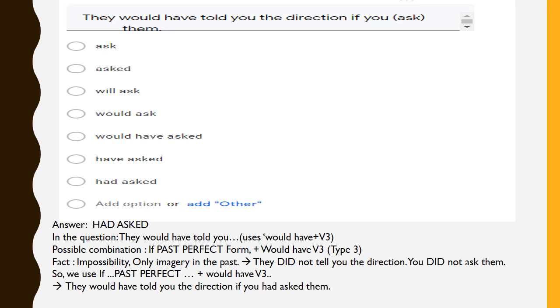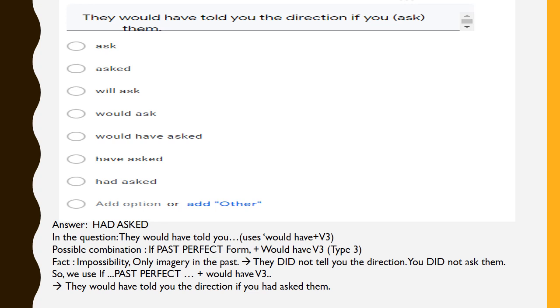Question: They would have told you the direction if you asked them. Answer: Had asked. In the question, they would have told you uses would have plus verb 3. So the possible combination is if past perfect form combined with would have verb 3, or type 3. Because the fact is an impossibility. It's only imagery in the past.